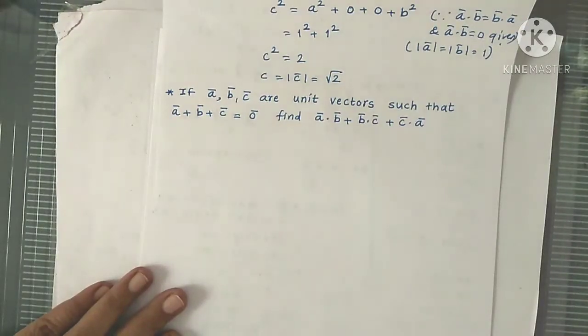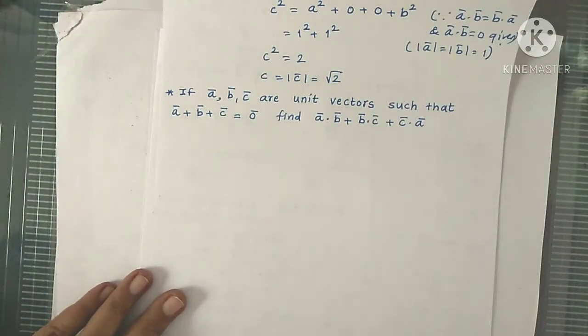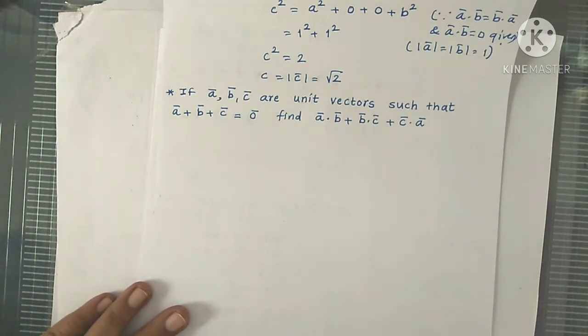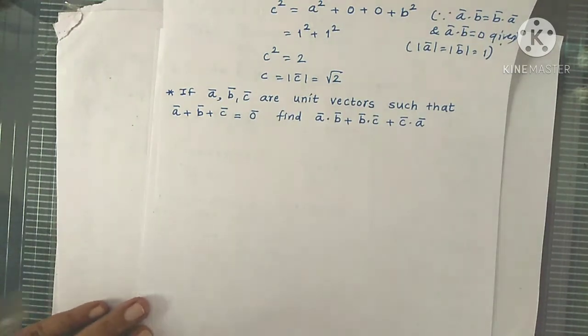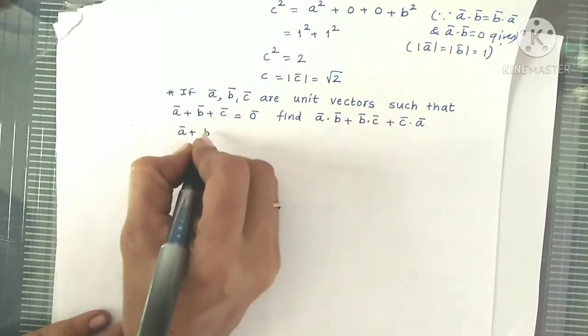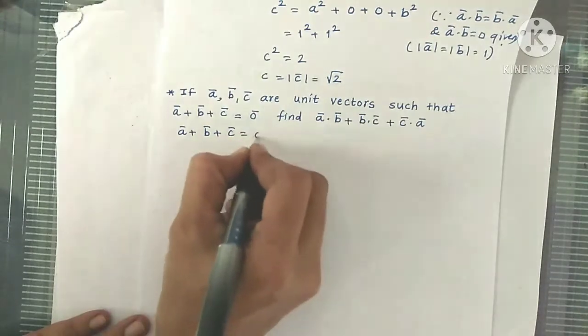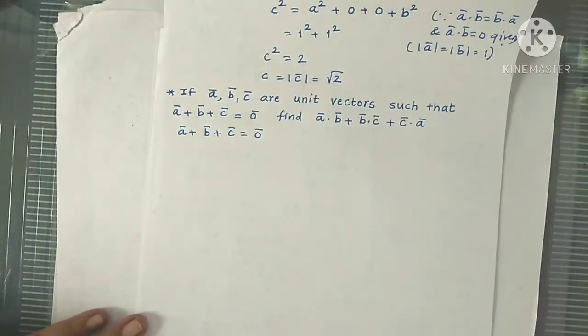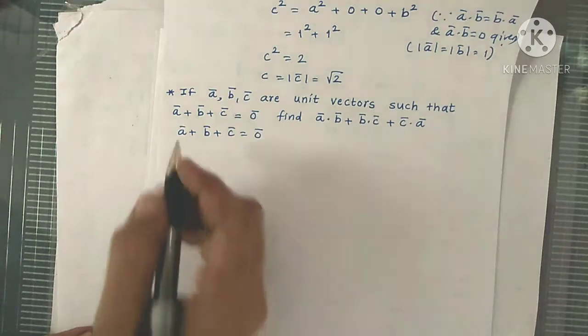Now in this question also it is given that a bar plus b bar plus c bar equals 0 bar. A bar, b bar and c bar are unit vectors. Now the question is, find a bar dot b bar plus b bar dot c bar plus c bar dot a bar. Now we have to find the dot product of each vector with the other two vectors. Let's square this. Given a bar plus b bar plus c bar equal to 0 bar, if we square, then we have to write a bar plus b bar plus c bar dot a bar plus b bar plus c bar, so that we get all the combinations of dot product there.